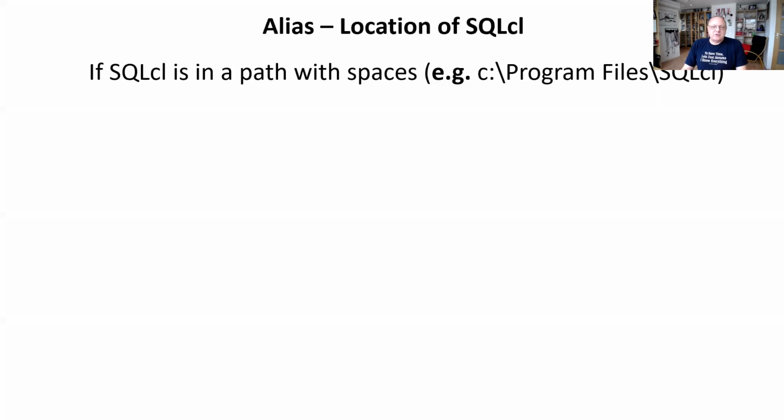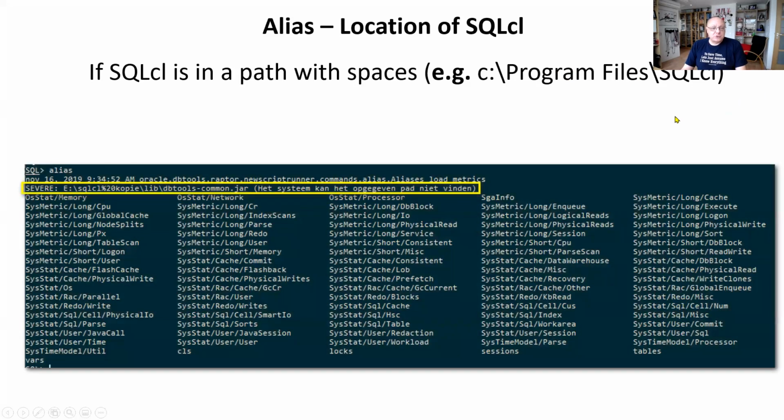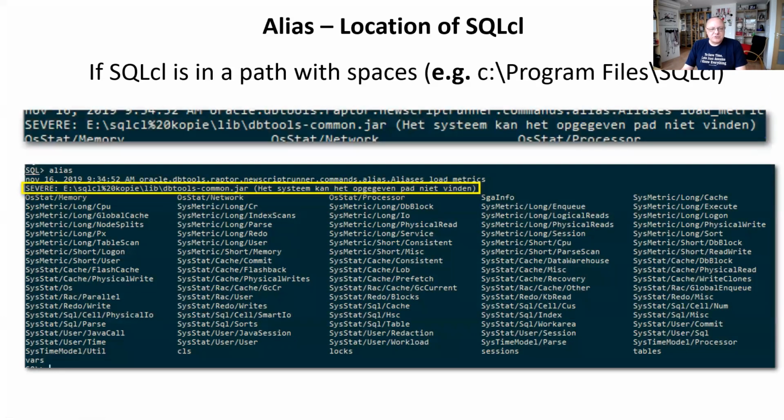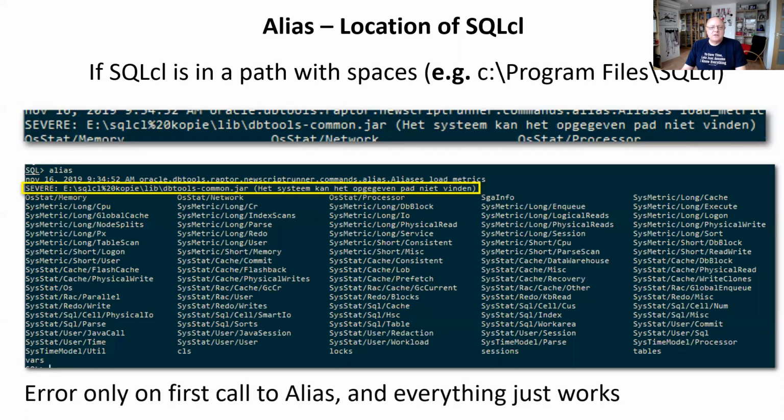The location of SQLcl is important with aliases. If you have a space in your path towards SQLcl, then you run into this severe Java error. It looks like this. And suddenly you have an enormous list of aliases that you never declared. It's probably some internal stuff that they use. The error only shows up the first time you do this. Every next time, everything works just fine, but the list is still here.